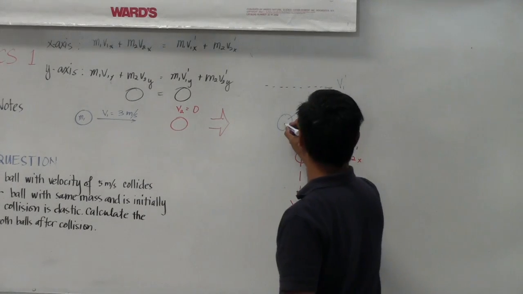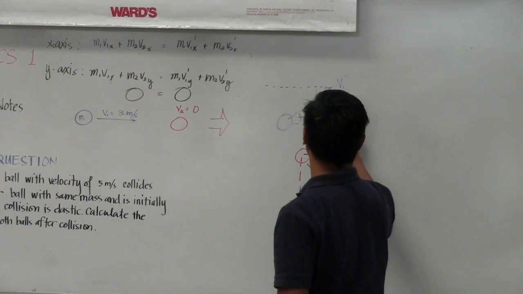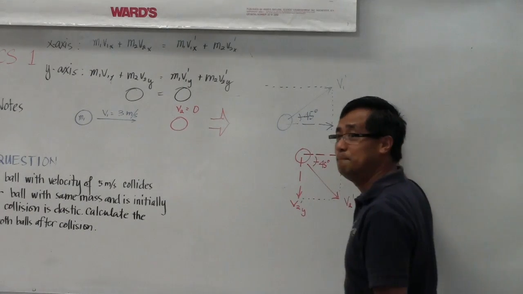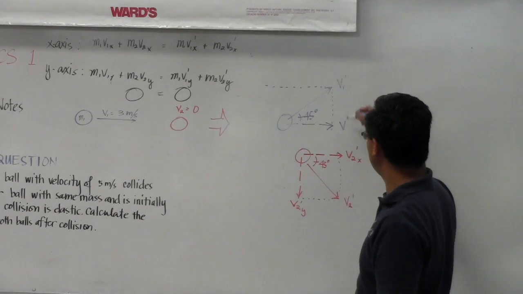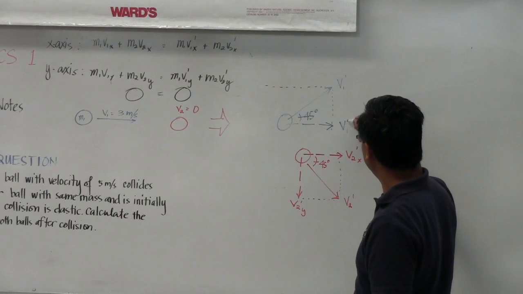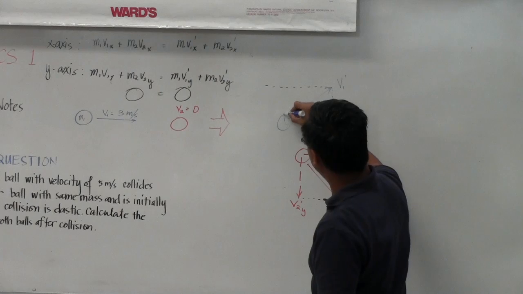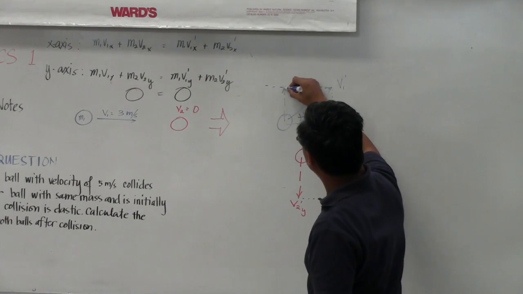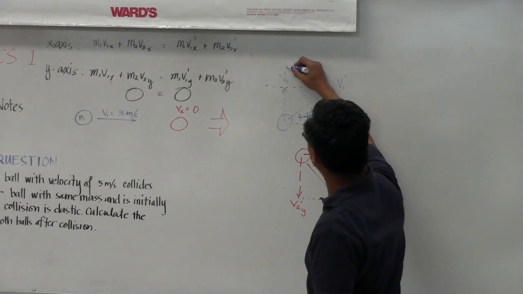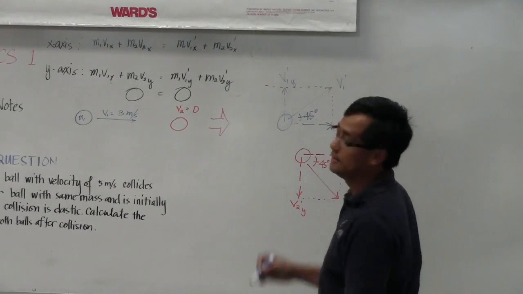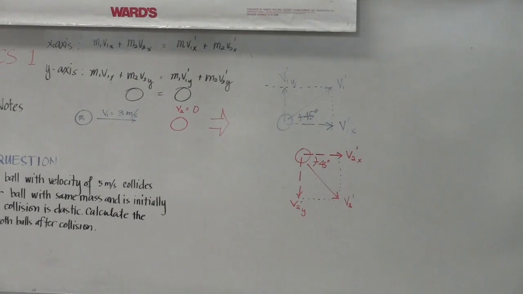So therefore, this one would be V sub 1 prime x. Yep. And this one would be my V sub 1 prime y. So we're going to try to solve for the hypotenuse? Yes and no. We're not going to. We'll solve for the hypotenuse later. Okay.